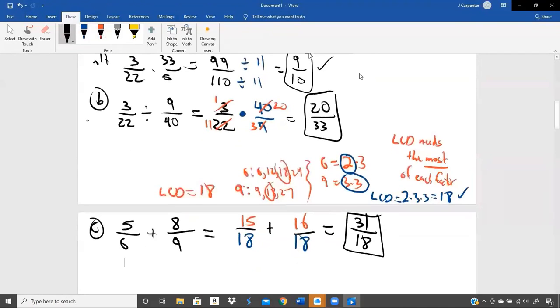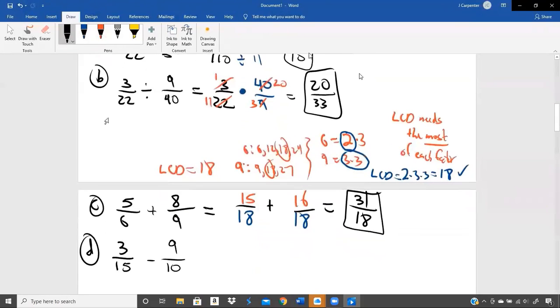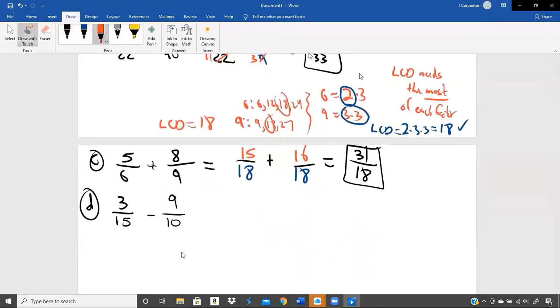All right, let's do another one. Let's do a subtraction. Let's have 3/15 minus 9/10. Well, we got to find an LCD. And I'm going to have to show the work. We'll do it over here. So our LCD is going to be what? Well, if you do the multiples, 15, 30, 45, 60, 10, 20, 30, well, 30. 30 is the first match. These matches don't always happen so quickly, though.